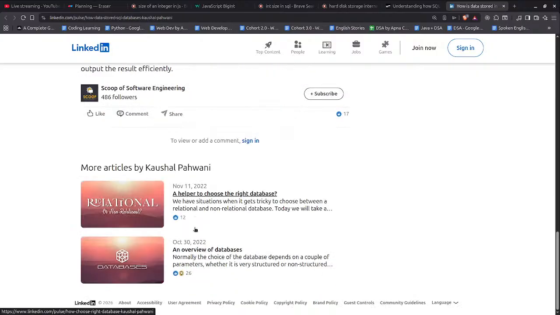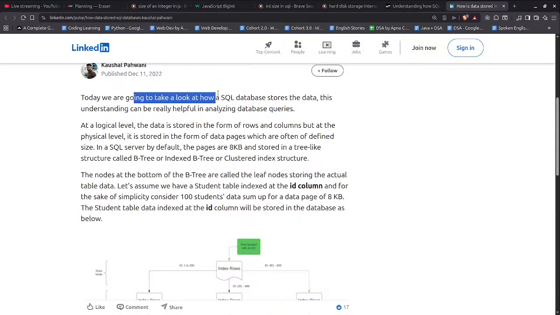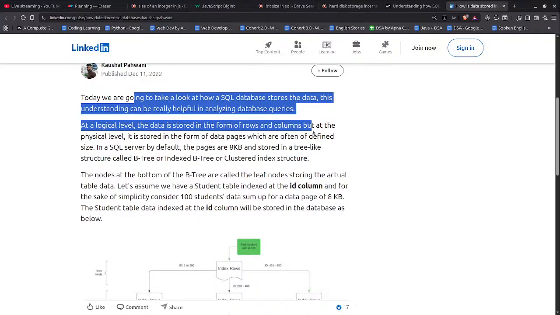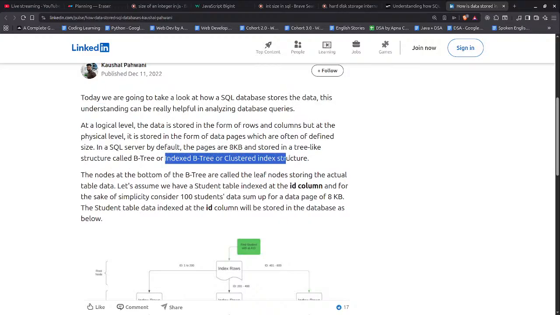This will make even more sense if we just go through it. Today we are going to take a look at how SQL database stores the data. This understanding can be really helpful in analyzing data queries. At the logical level, the data is stored in the form of rows and columns, but at the physical level, it is stored in the form of data pages, which are often of a defined size. In SQL, by default, the pages are 8 KB and stored in a tree-like structure called a B tree, indexed B tree or clustered index structure.